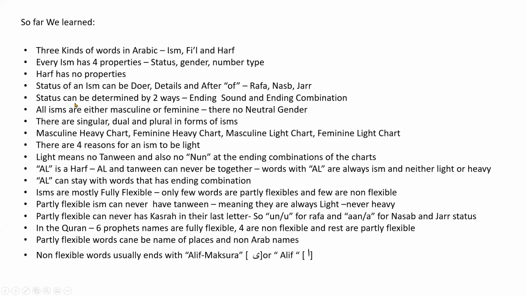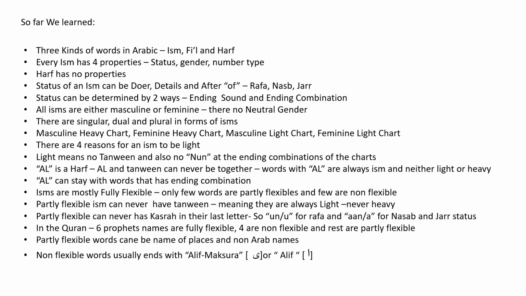Okay, we talked about one harf, alif lam. Al has no properties, and al cannot stay with the tanween. Al can stay with the noon sound, the words from our chart, like una, ina; those are all fine for al. Also we talked about heavy and light. We have different charts for heavy and light. We're going to look at the chart today before we go to our number, because the chart is also related to the number.